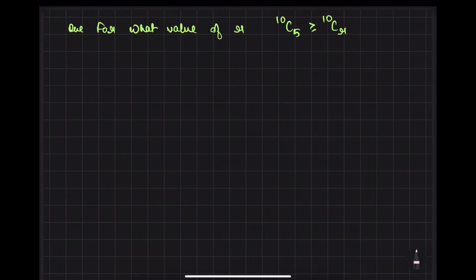So we've got this situation: for what value of r is 10C5 greater than 10Cr? Let's try to crack this. You know that this has been derived from (1 + x)^10. So you know that the number of terms will be 11.